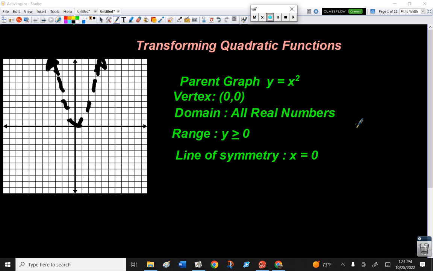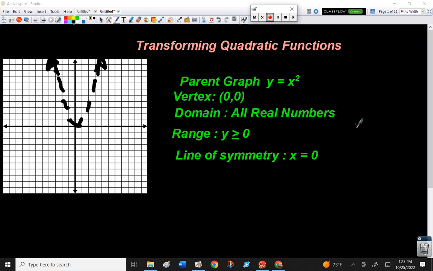Right now, pictured right here is the parent graph of y equals x squared. It's called a parabola or a quadratic function. The vertex is at 0, 0. The domain for all quadratic functions is all real numbers. The range for this is going to be y is greater than or equal to 0 because 0 is the lowest point on this graph. And the line of symmetry, the line that cuts this graph in half, is x equals 0.